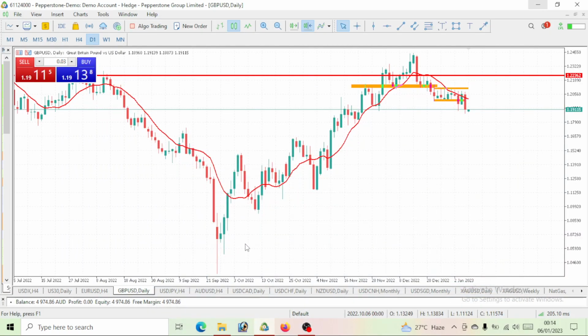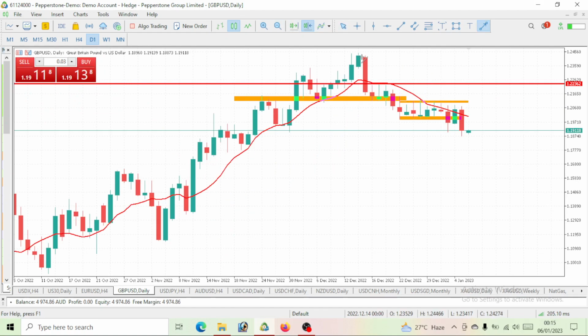Let's quickly take a look at GBPUSD. We can see that at first the trend on our GBPUSD was actually a bullish move. We can also see that this price was trading above the 10 period moving average, but now we actually have a change in movement, right? Now we are having a bearish move.